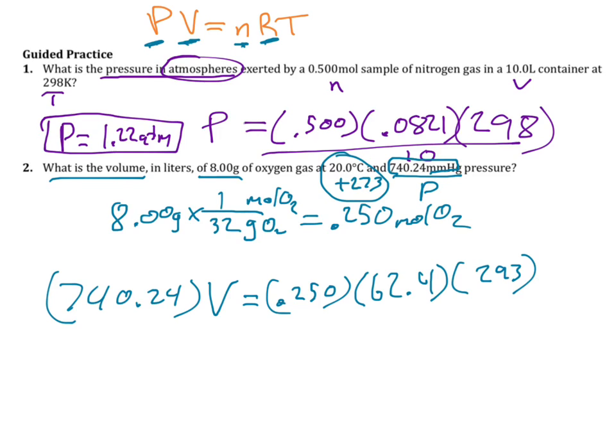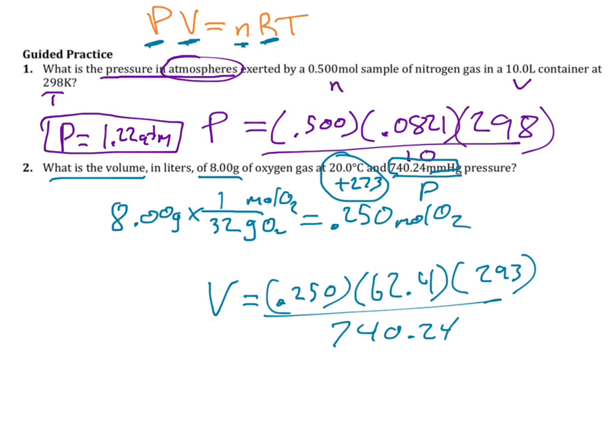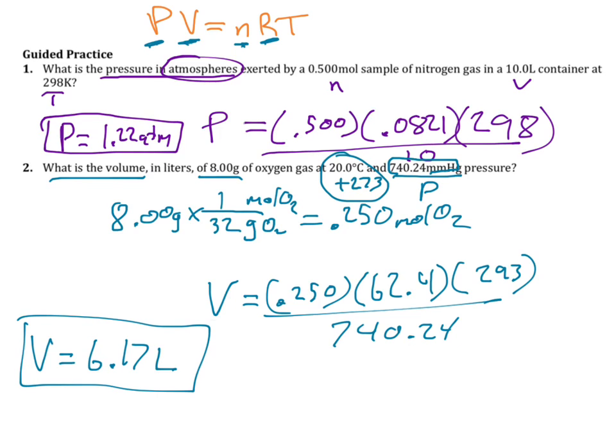And there it is. And so all we do is solve for V by dividing both sides by this. When you do that, that cancels. And we're left with this setup right here. And all we need to do is plug that in the calculator. And what you end up getting is V is equal to 6.17 liters. There it is.